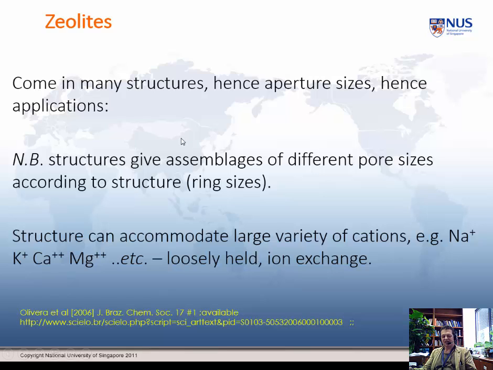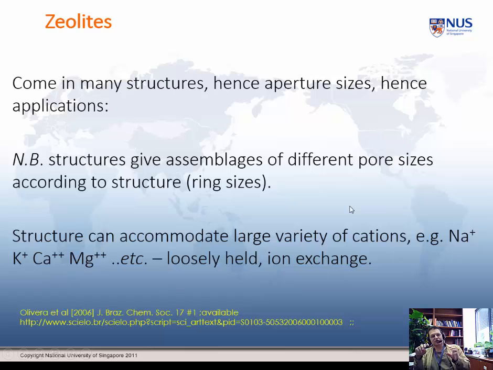Now, I said already that most of these are synthesized. They come in many structures, many aperture sizes, and hence there are very many applications. And of course they are designed for certain applications. So you design your zeolite for particular ring sizes to accommodate particular reactions. And the structure can host quite a large variety of cations.